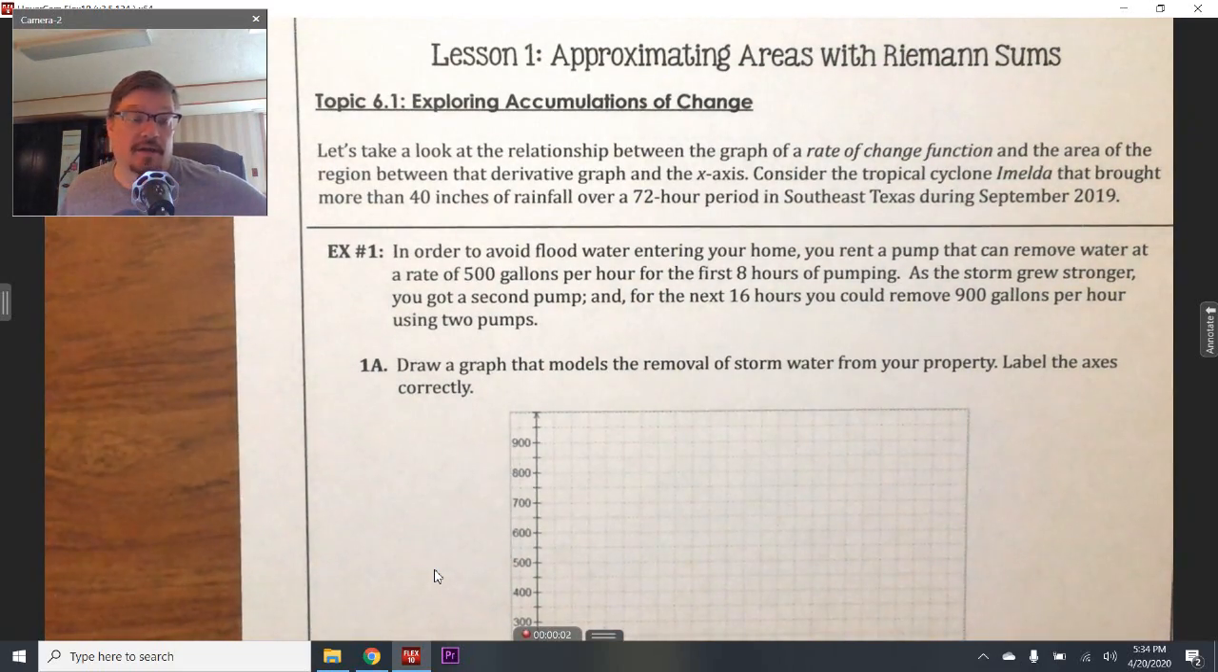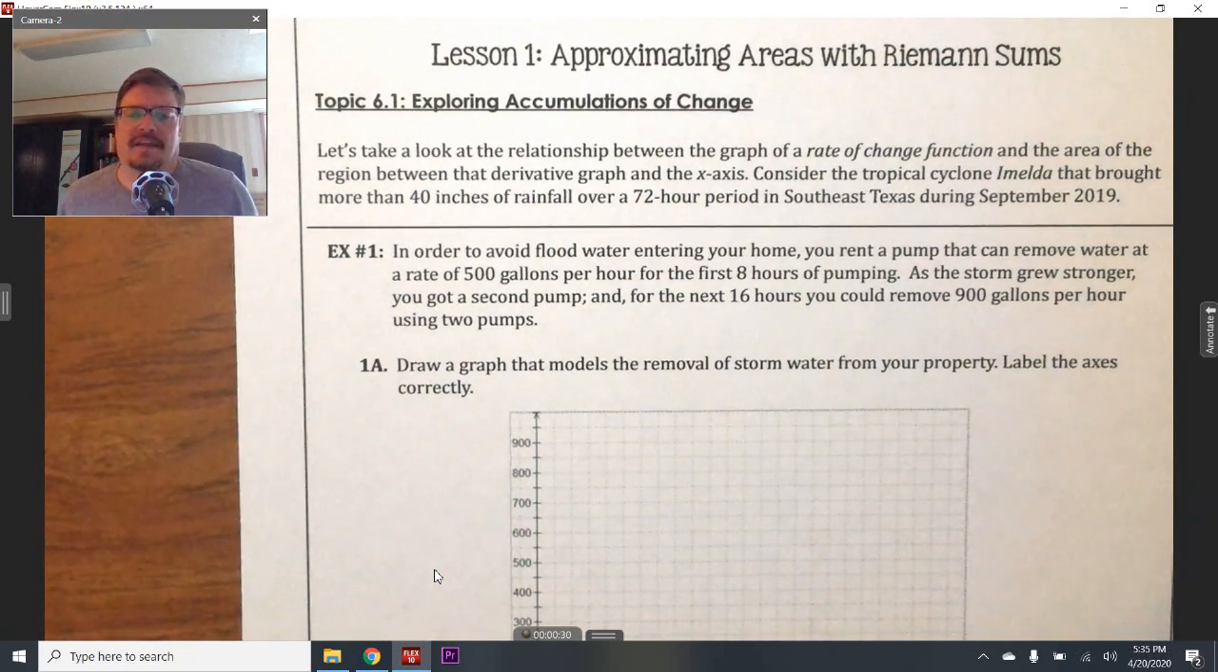Okay, so here's the first lesson in Unit 6, which is on integration. Today we're going to explore approximating areas. Now today it's not going to feel like it's connected to anything that we've done, but it actually will be. So we're going to take a little sidestep and look at the areas under curves.